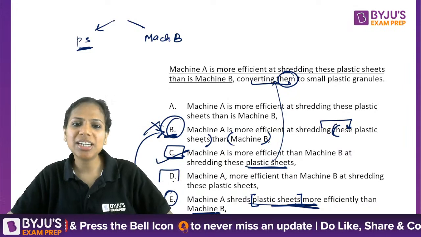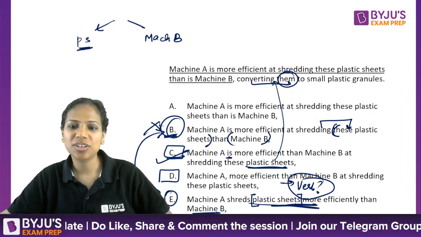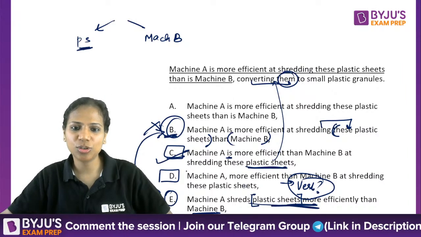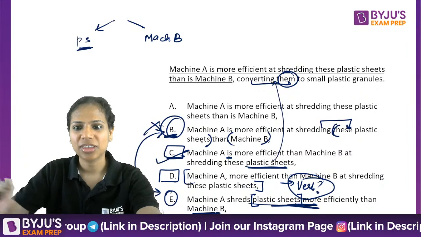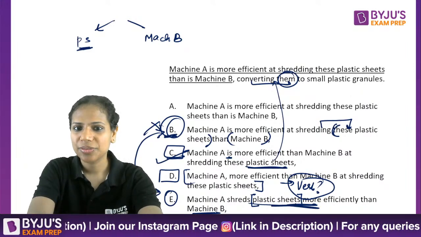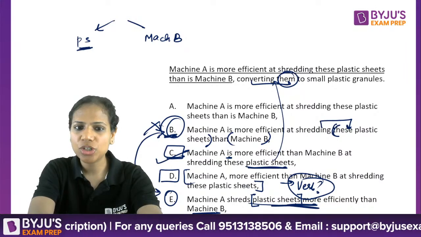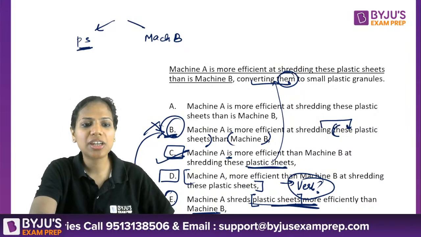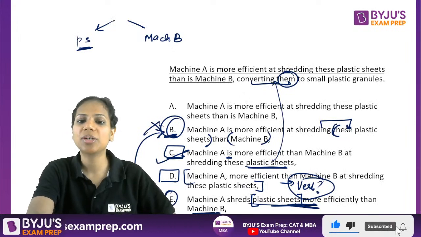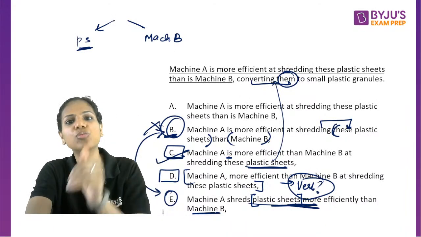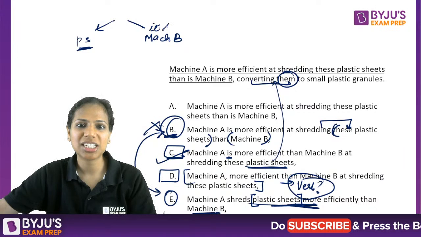Okay, D misses a verb. There is no verb in B. This is the verb. So if I replace that phrase with D, there will be no verb in the entire sentence. Right? So D is missing a verb. And E, have you understood why E is not the answer? E has the same error as B. It gives the impression that machine A can shred plastic also, machine A can shred machine B also, but it shreds plastic more efficiently than machine B. Than it shreds machine B. That's the idea.